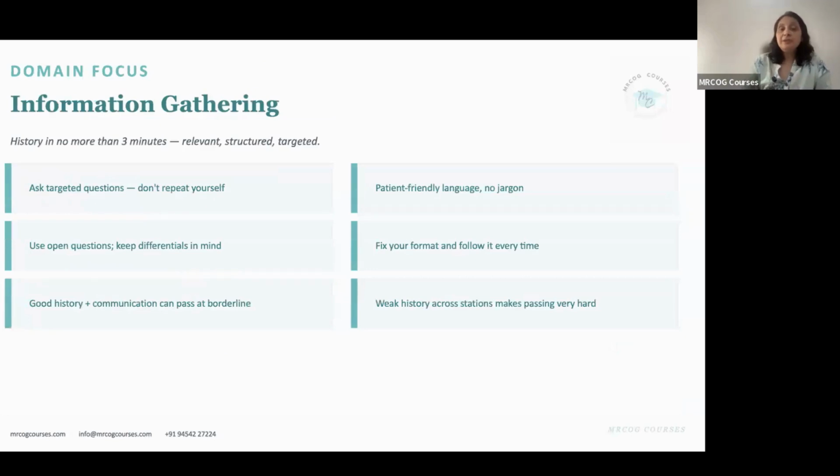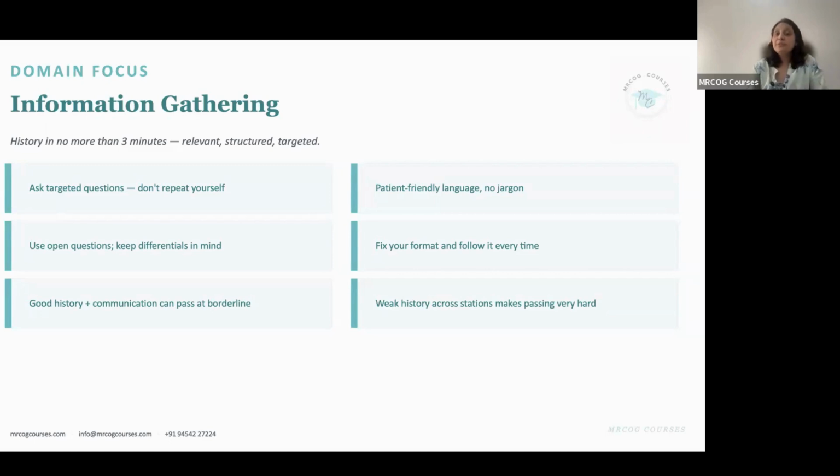History no more than 3 minutes, and it is very important to ask only targeted questions. Do not repeat yourself. Very important. If some information is already given in the station, please do not repeat it. Use open questions. Very important. Start with the open questions and then move on to the closed questions. Keep in mind what the differential diagnosis is for this patient, because your history questions should be very relevant to what you are exactly thinking. If you are randomly asking the history, then you are definitely losing marks on it.